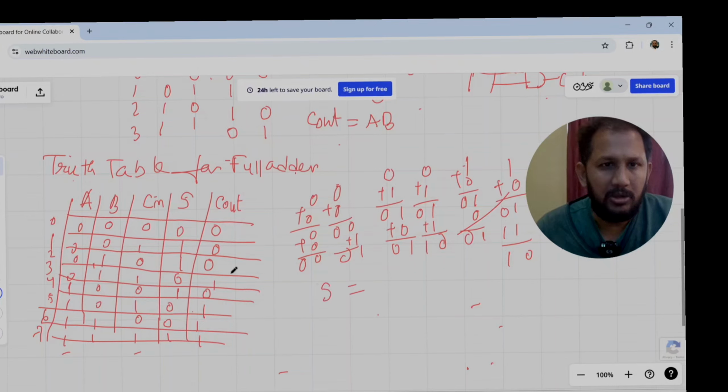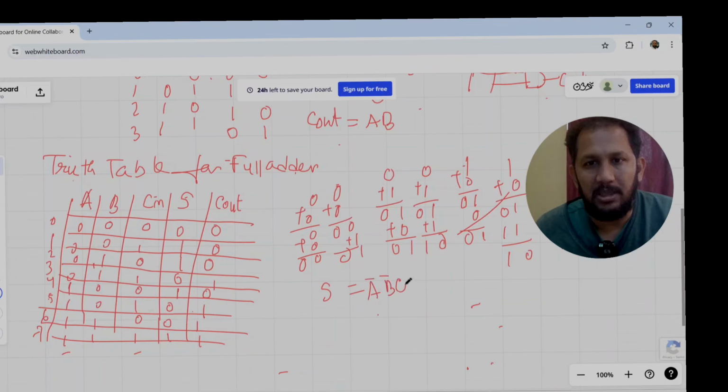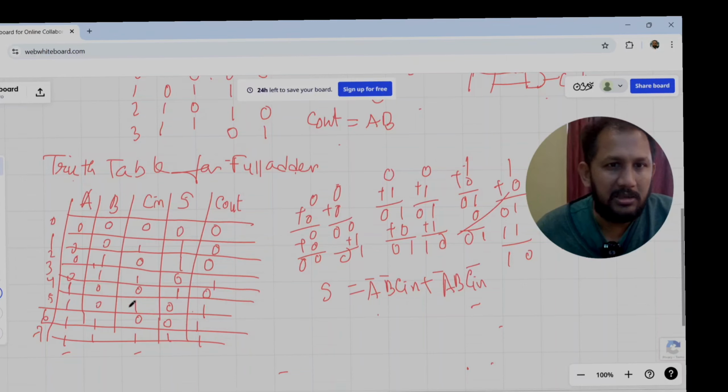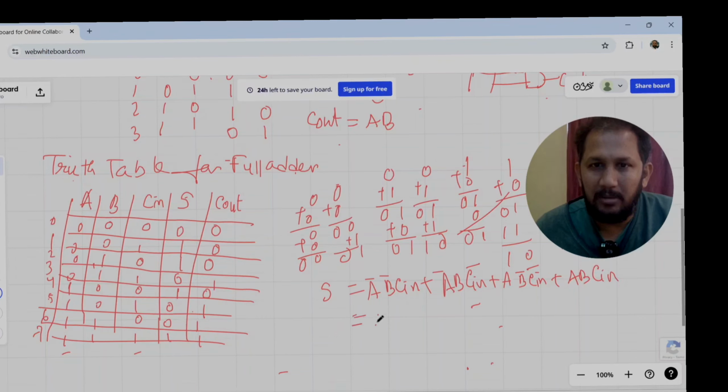That is S equal to: there is a 1 in the second position, and this means A bar B bar C in. Next, for the second position, A bar B C in bar. And for the fourth position, A B bar C in bar. Next, for the seventh position, A B C in. Now take A bar as common.